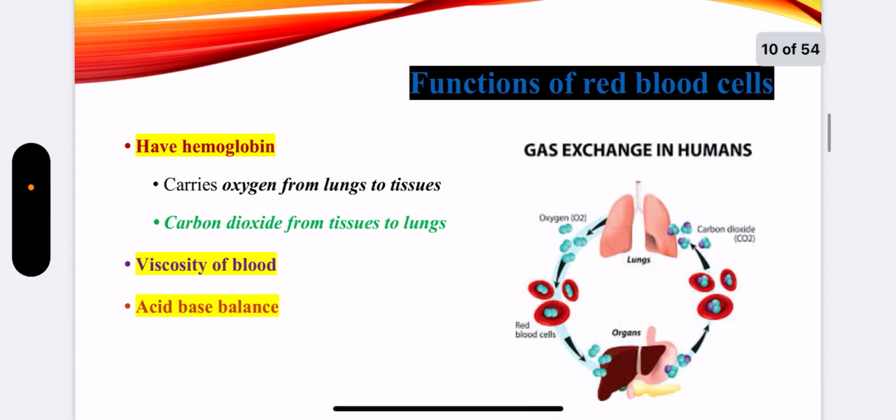Now about the functions of these cells. As these cells contain hemoglobin, we can say they are the primary means of gas exchange. They carry oxygen from the lungs to the tissues and deliver carbon dioxide from the tissues to the lungs. These cells contribute towards the viscosity of the blood, and viscosity determines peripheral vascular resistance, which is a function of diastolic blood pressure. The third function is that these cells play a very significant role in the regulation of acid-base balance inside the human body.